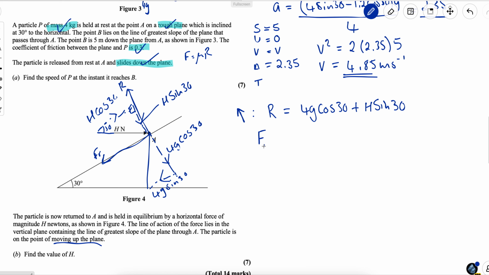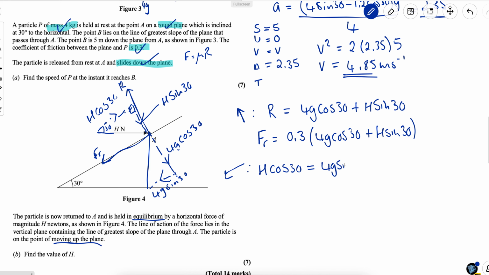So F equals mu R, and mu is still 0.3, and then R is 4G cos 30 plus H sine 30. And now I'm going to resolve parallel to the slope. So going up the slope, I have H cos 30. Going down, I have friction and the weight component. So H cos 30 up the slope is equal to, because this is being held in equilibrium, 4G sine 30 plus friction, which is this.